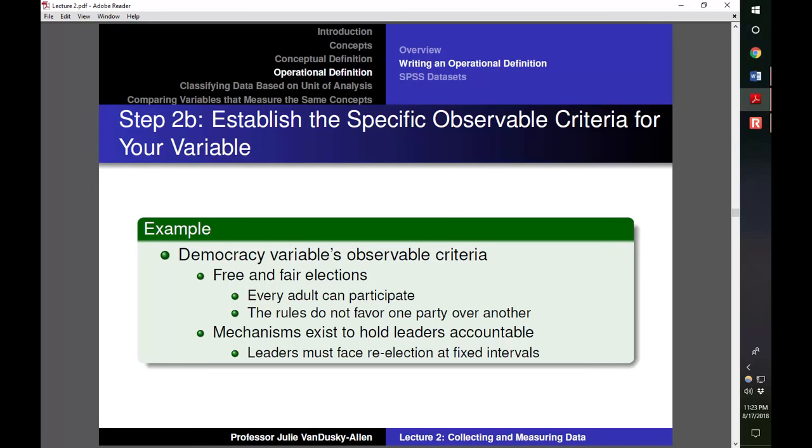The next step is establishing the specific observable criteria for your variable. For example, if we were measuring democracy and we wanted to measure elections, we would specifically examine whether a country has free and fair elections, where every adult can participate and the rules do not favor one party over another. In addition, we will want to make sure leaders are held accountable. One observable and measurable way leaders are held accountable is having to face re-election at fixed intervals.